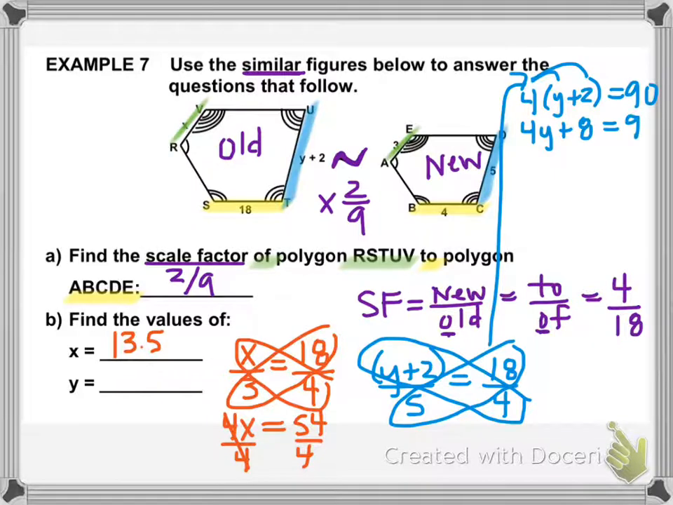That equals 90. To solve for y, we want to first get all our constants on the other side of the equation. So we'll subtract 8 from both sides. So 4y equals 90 minus 8, which is 82. And then we'll divide both sides by that 4 to get the y by itself. 82 divided by 4 is, what is that? Oh, 20.5.